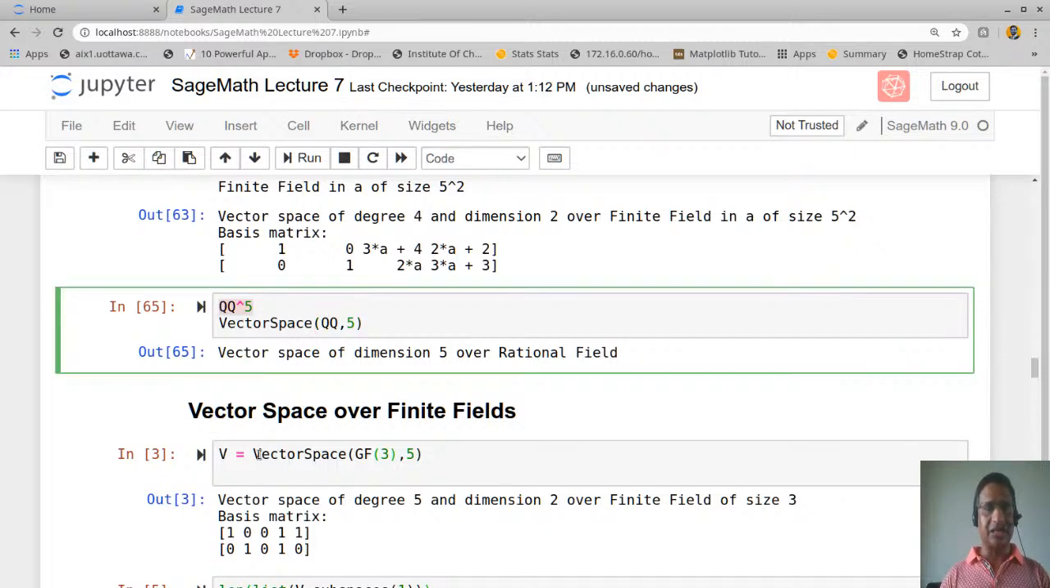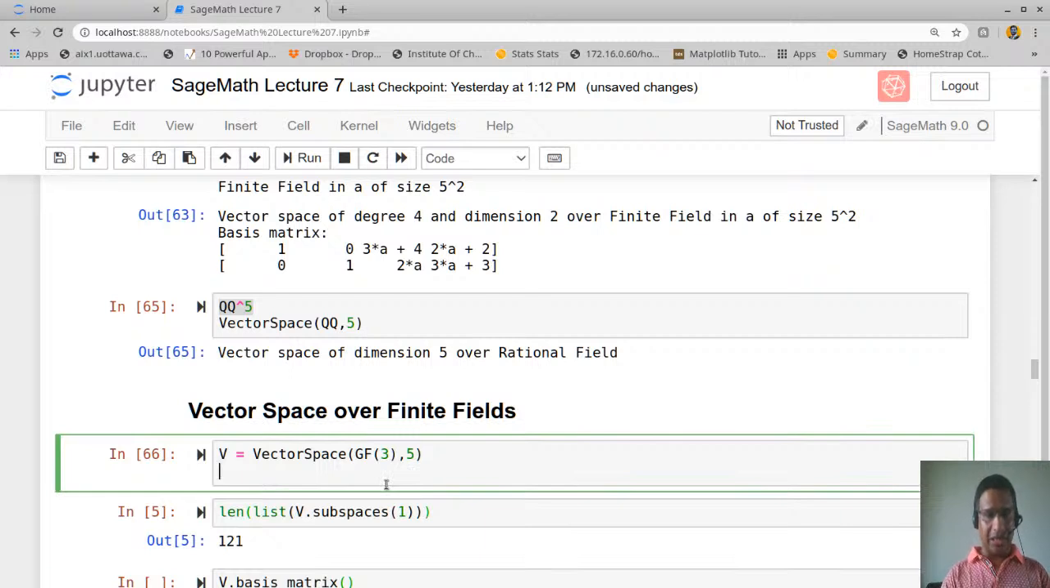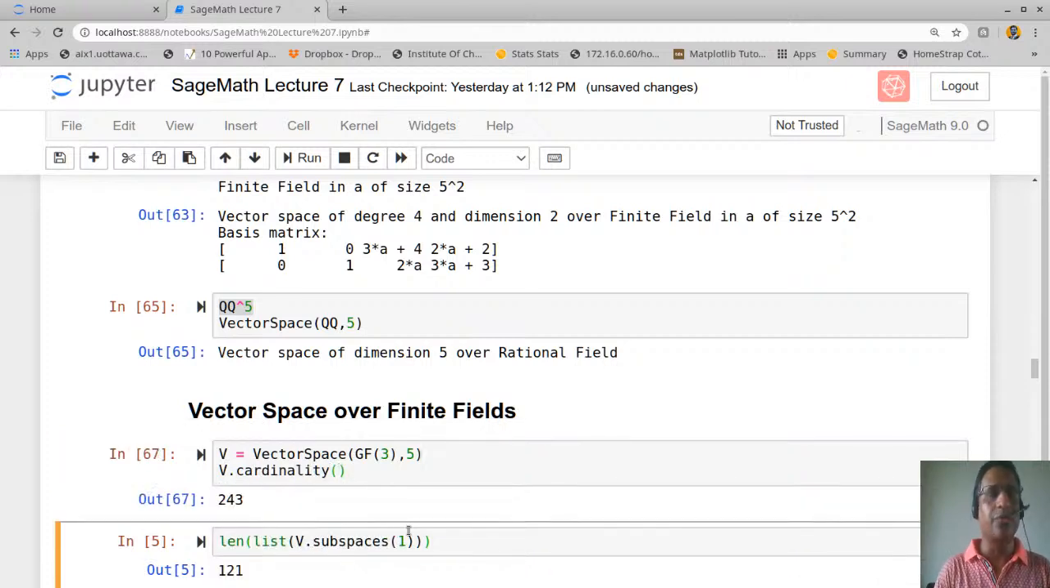So here this is a vector space over GF(3) of dimension 5. You can even ask what is the cardinality of this set. Let us see. It says there are 243 elements in this vector space. Of course, you can ask why this is 243. I'm sure you can count the number of elements, right?